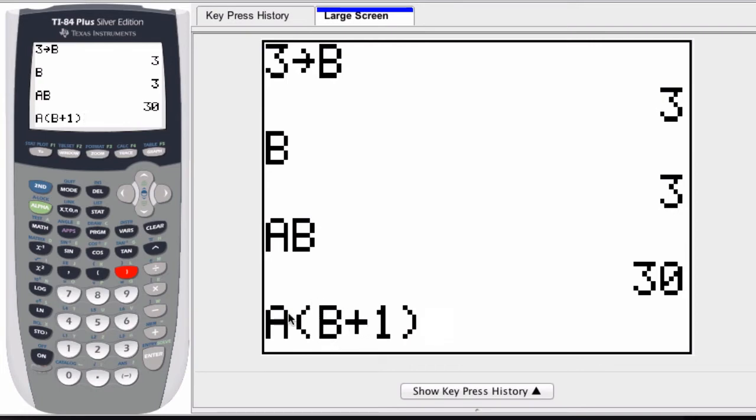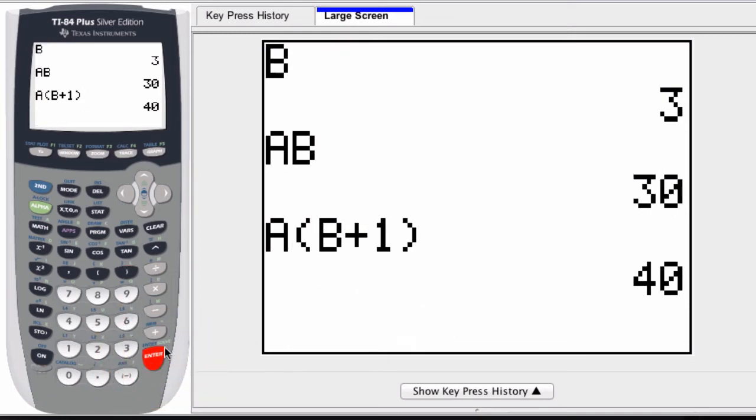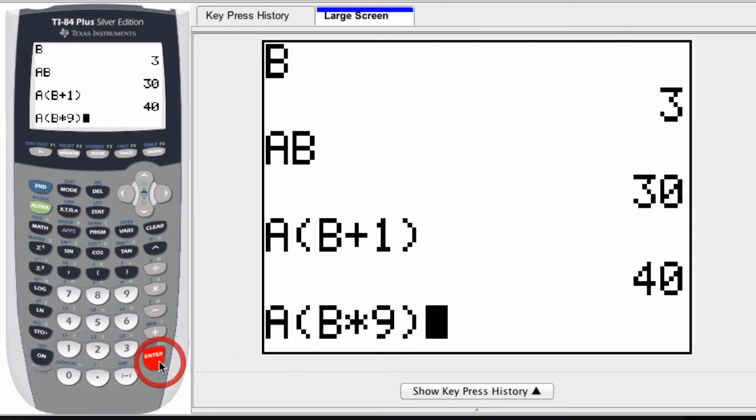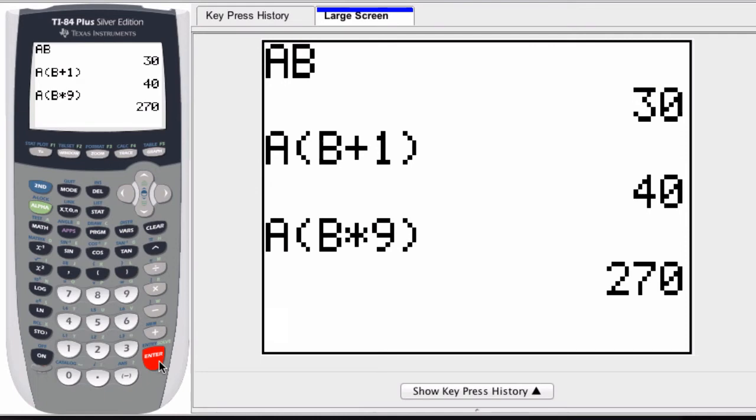Or we can use the distributive property, A times B and A times 1, and add the two. And we get 40. And that makes sense, right? B is 3, 3 plus 1 is 4, and 4 times 10 is 40. We could also do, let's see, alpha A times alpha B, times 9, I don't know. So B is 3, 3 times 9 is 27, times A, 270. That's what we get. So there are all types of implied multiplication here.